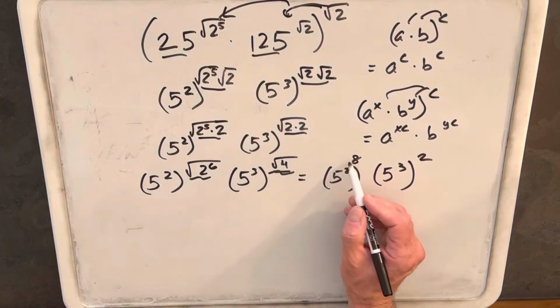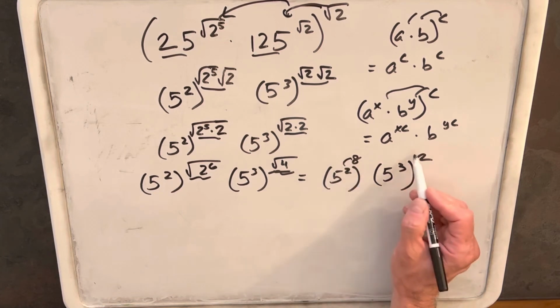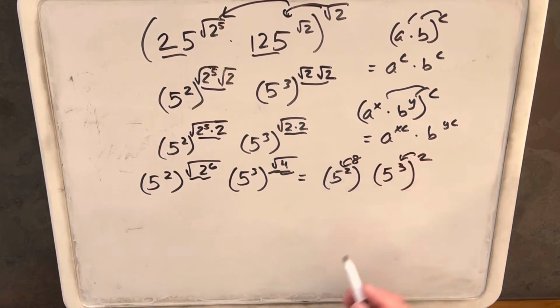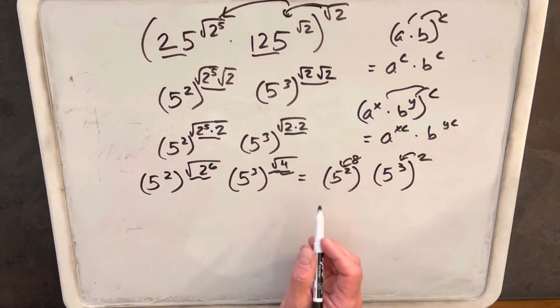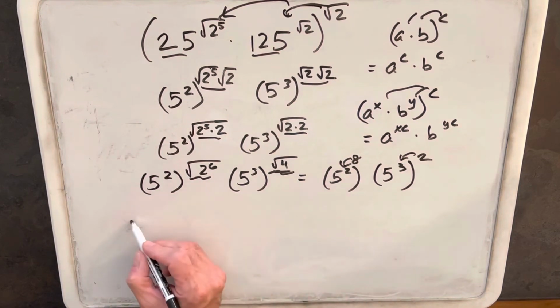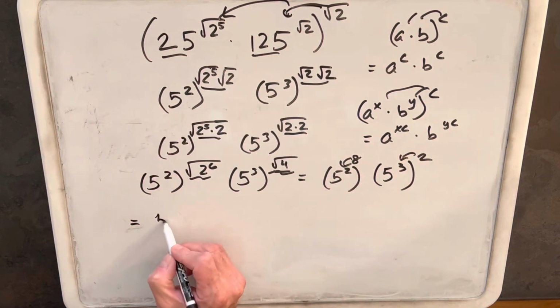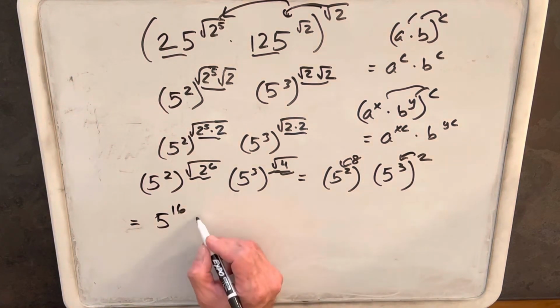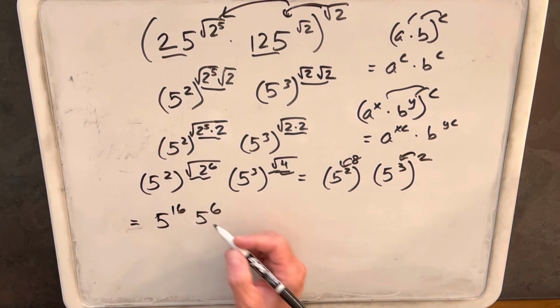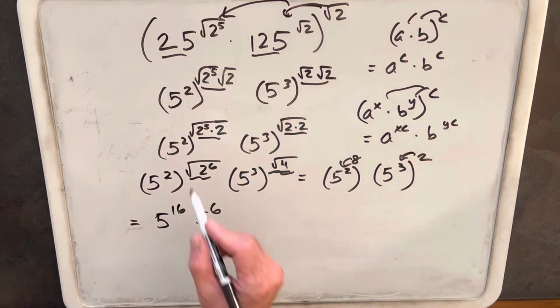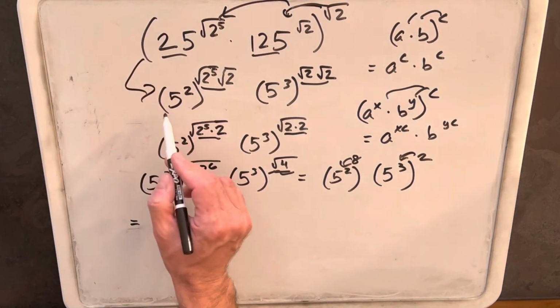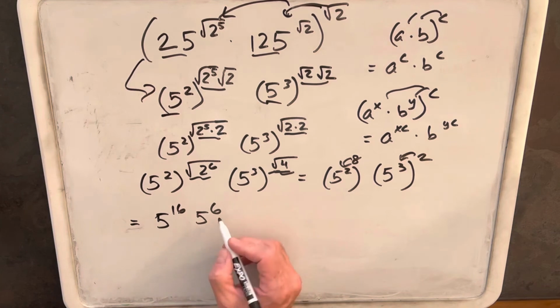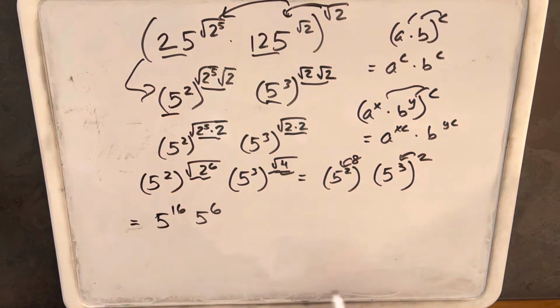But then again, by exponent rules, we can multiply these exponents inside the parentheses. So bring it down here. This is going to be 5 to the 16th, and this one's going to be 5 to the 6th. Now notice the important step early on was that we got the same base of 5. So with the same base, we can add exponents.